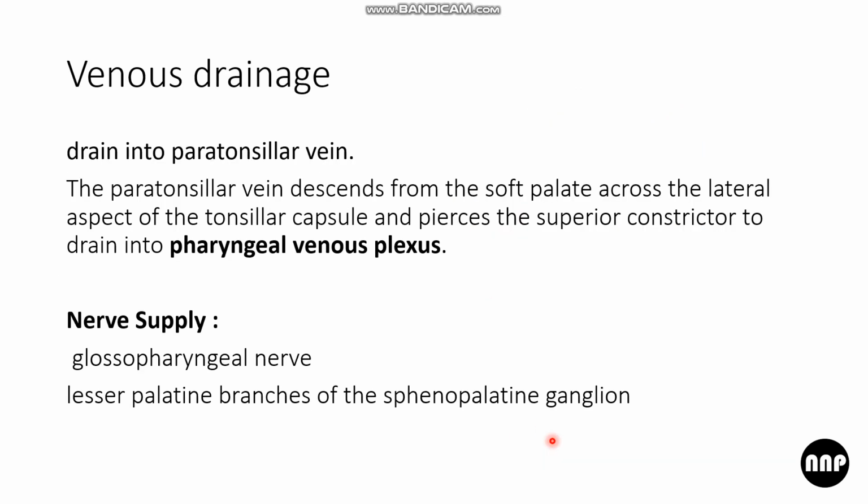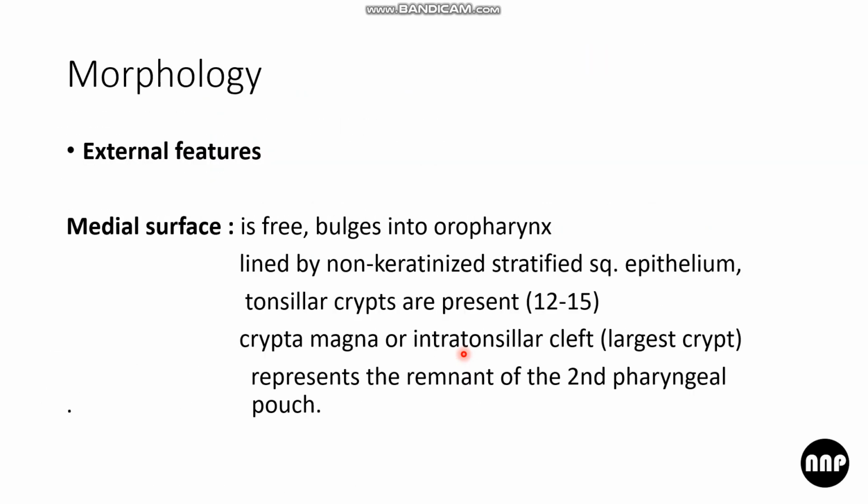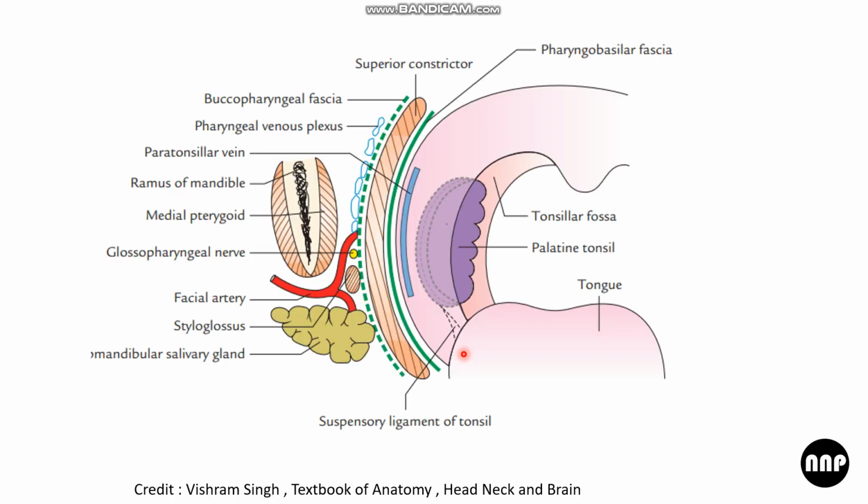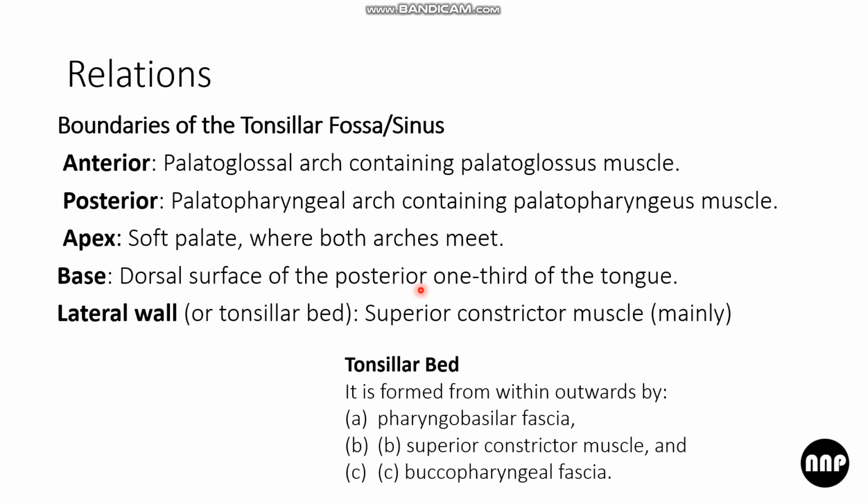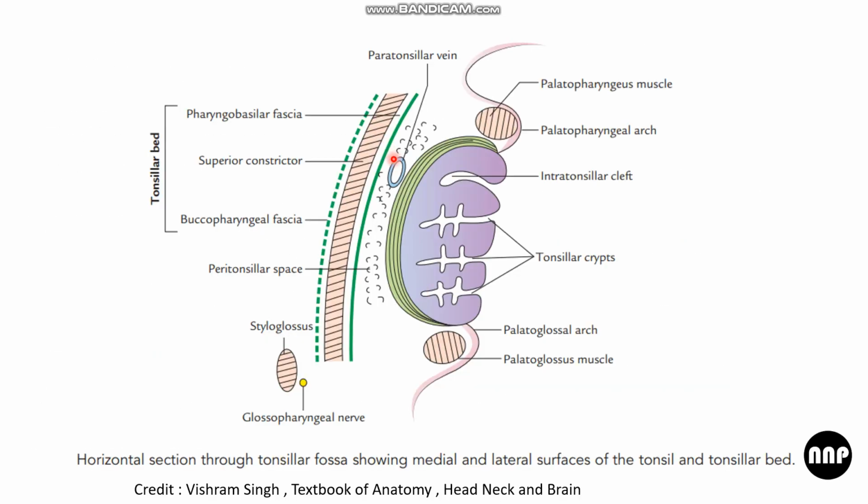Coming to the venous drainage, learn two words: paratonsillar vein, pharyngeal venous plexus. The paratonsillar vein descends from the soft palate across the lateral aspect of the tonsillar capsule and pierces the superior constrictor to drain into the pharyngeal venous plexus. See this diagram, the paratonsillar vein, or if you want to see this paratonsillar vein.